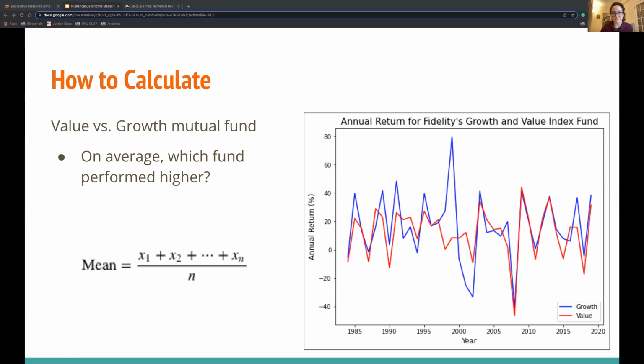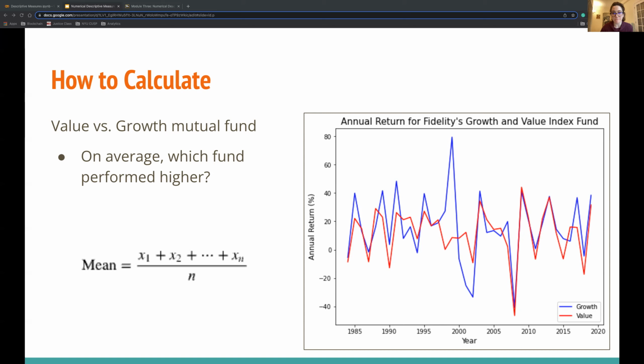The main component of return is the increase of the stock value in growth funds, or dividend income for the value funds. So let's analyze the annual return for the different mutual funds from 1984 to 2019. Here is a time series of the annual return in blue for the growth stock. In red is the value fund performance.